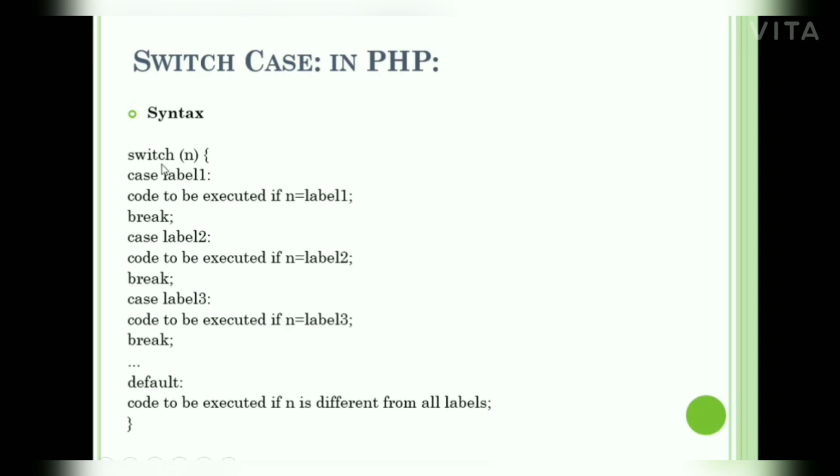Switch case statement in PHP. This is the syntax for switch case. Switch n, based on the input n. If the case is label 1, a set of statements will be executed, and a break statement. If the case is label 2, another set of statements will be executed and break. If the case is label 3, another set of statements will be executed, then break. It will go on like that.